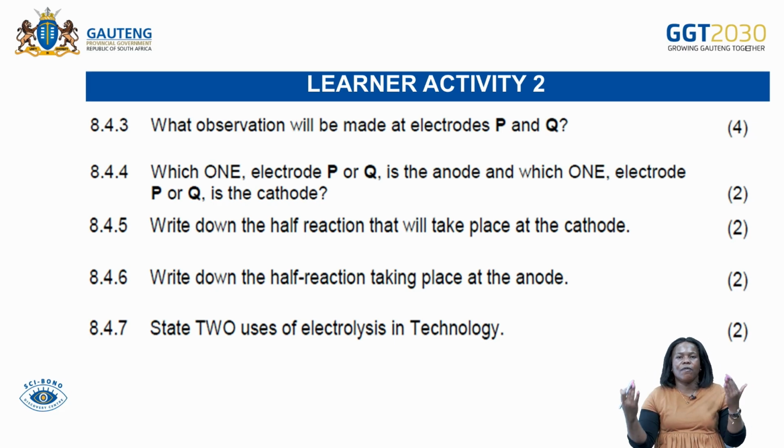So just identify which electrode is which. Write down the half reaction that will take place at the cathode, showing how it will gain or lose the electrons. 8.4.6, write down the half reaction that's taking place at the anode. And lastly, what are the uses of electrolysis in technology? Remember all the 4 that we spoke about? Yes, those are the ones that are needed.